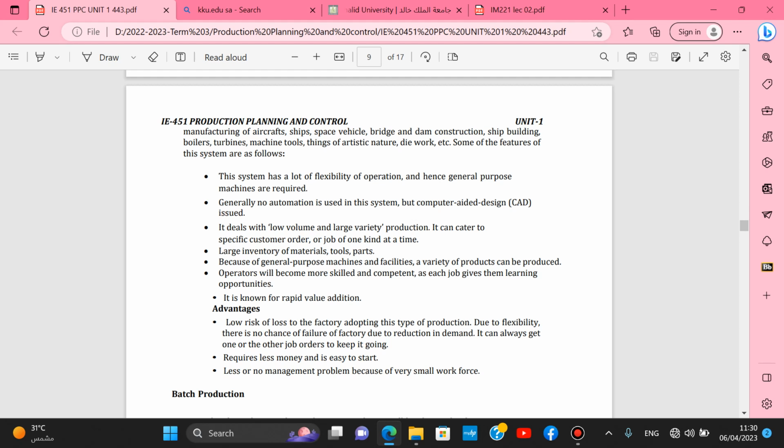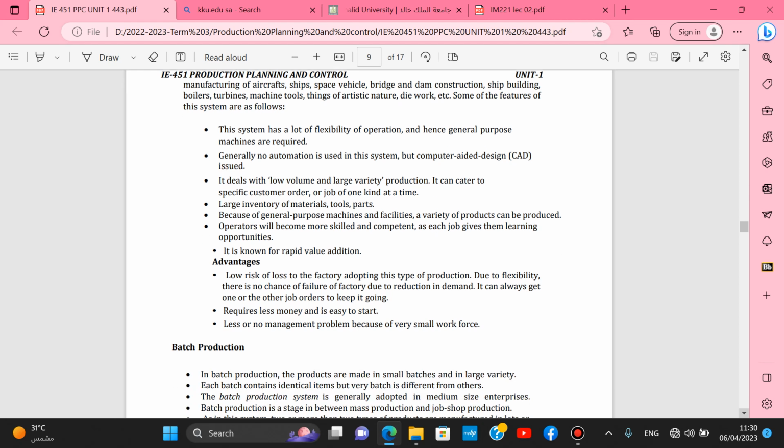Large inventory of materials, tools, parts, because we can need variety of tools, variety of materials, parts. Because of general purpose machines and facilities, variety of products can be produced. Yes, operators will become more skilled and competent as each job gives them learning opportunities.